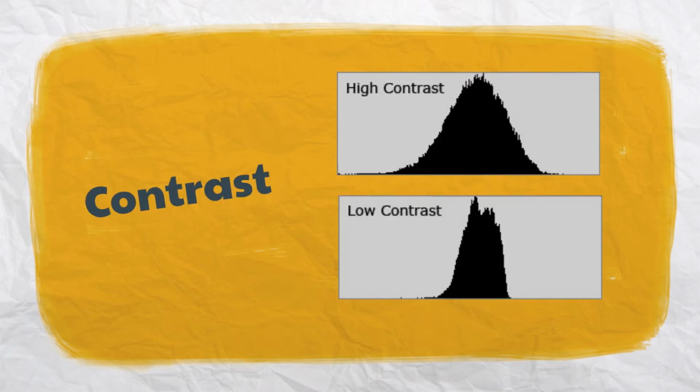A histogram can also describe the amount of contrast. Contrast is a measure of the difference in brightness between light and dark areas in a scene. Broad histograms reflect a scene with significant contrast, whereas narrow histograms reflect less contrast and may appear flat or dull.